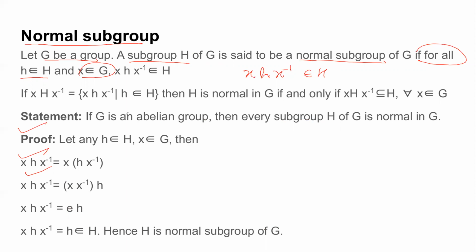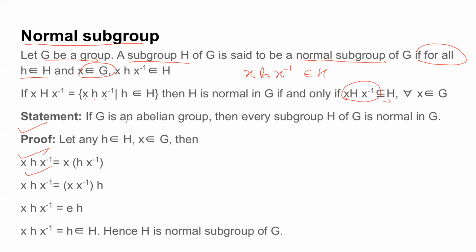So basically what we are saying is, for every element X in G, the set of all elements X H X inverse, that is X capital H X inverse, is said to be normal if and only if X H X inverse is also a subset of H. Subset and equal, actually.